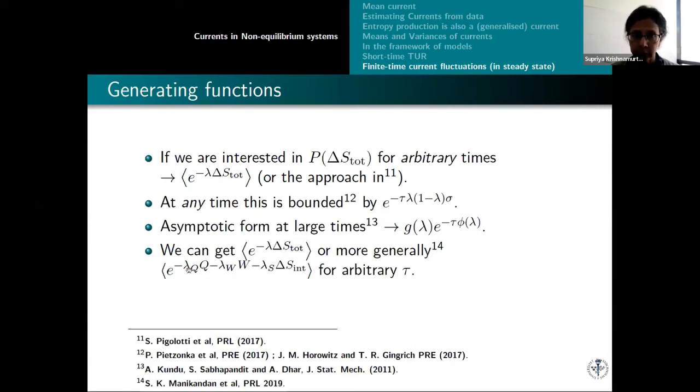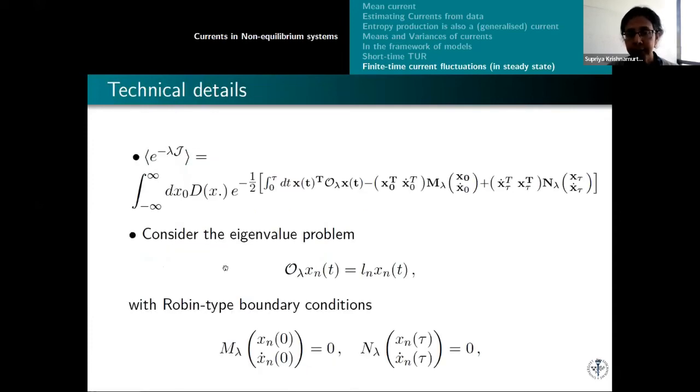This quantity, for example, if lambda q, lambda w, and lambda s were all lambda, would just give this back again. But you could also keep them separate, or take different combinations of them or different moments, etc. So we can actually get this. So how do we get this? I just had a few technical details here.